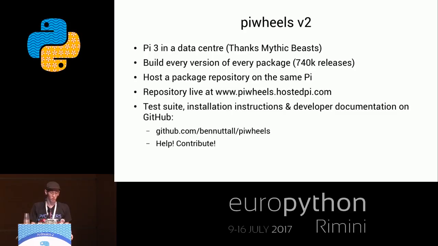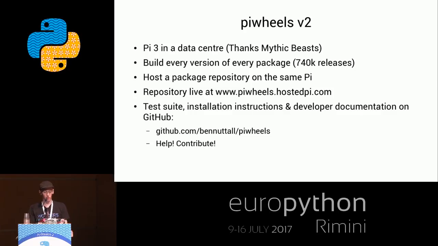So V2 of PyWheels is a Pi 3 in the data center. There's a company called Mythic Beasts who provide Raspberry Pi 3 hosting. You can rent a Raspberry Pi for £6 a month, and so I'm using one of those. And rather than build the latest version of every package, I'm building every version of every package. And again, I'm hosting the repository on the Pi.